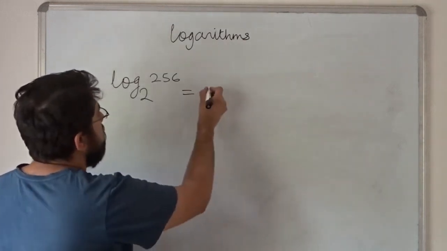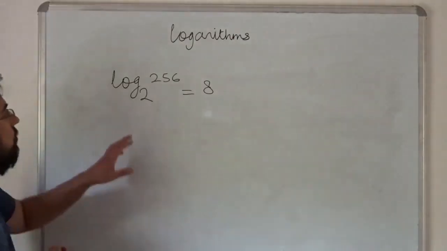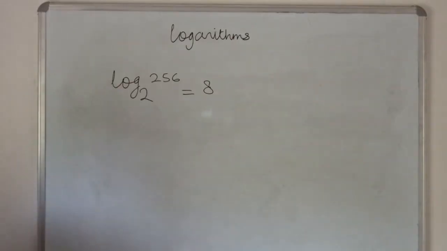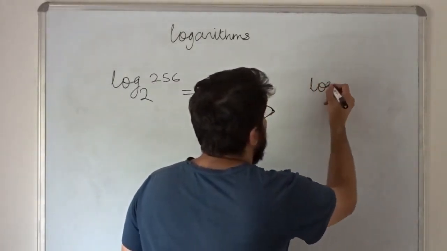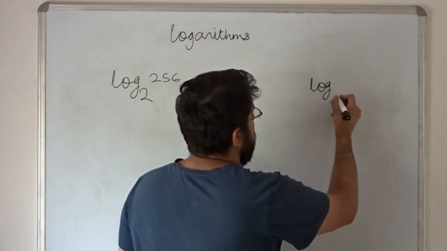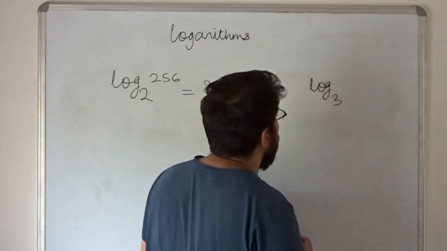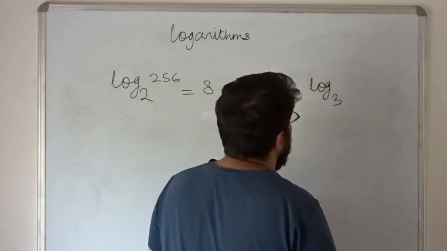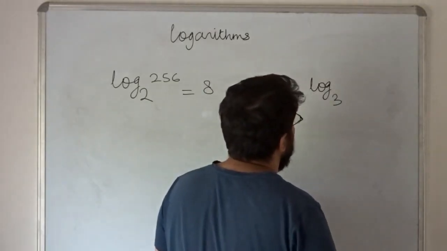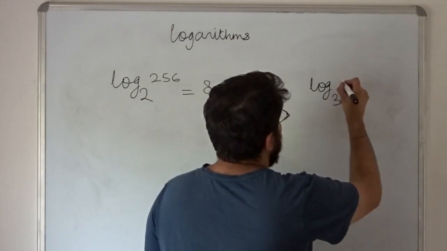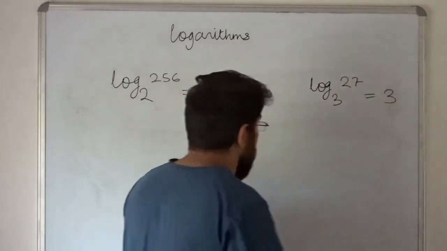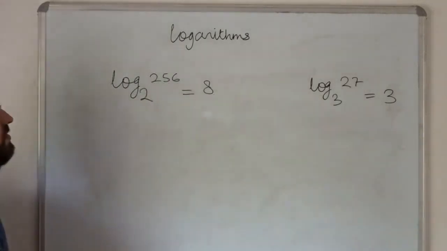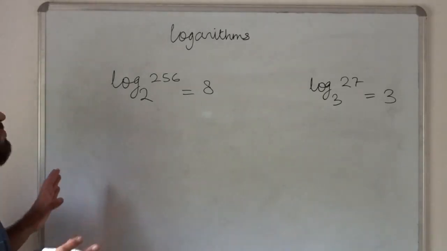is equal to 8. Okay, so put this in exponential form and I'll give you another one. Log base 3 to the power, which one shall I do? 27 equals 3. Okay, so we're not going to do many of these. We're just going to do a few. Let's just do these two, okay?